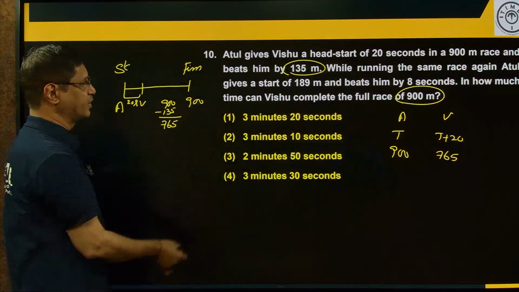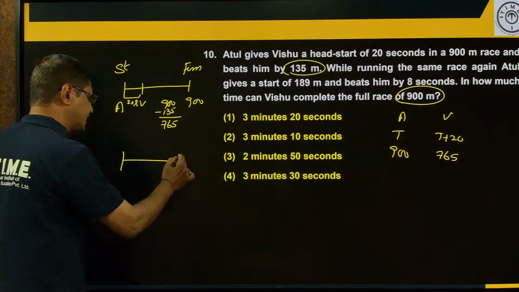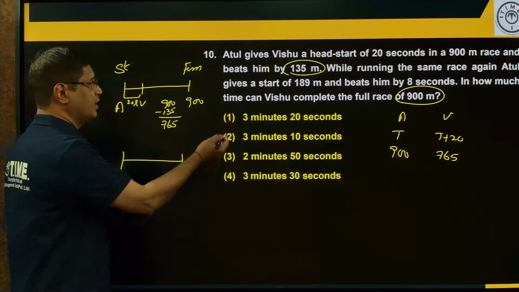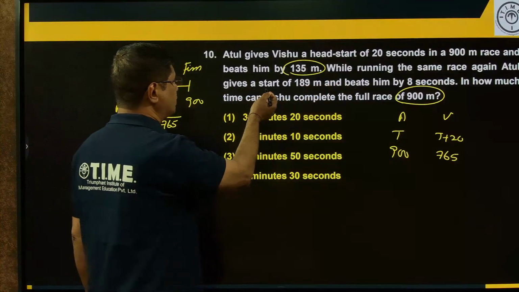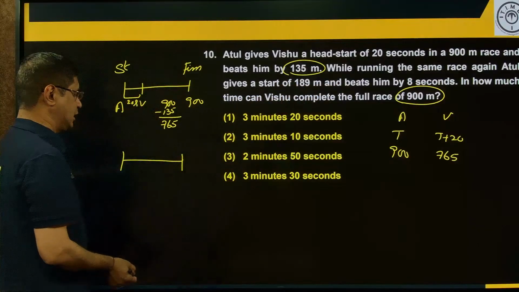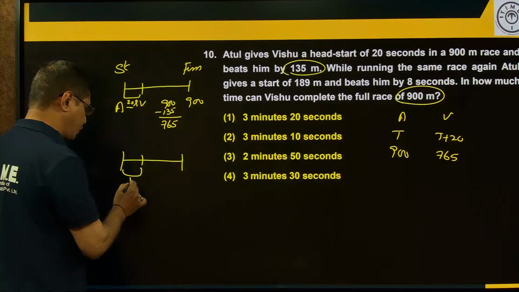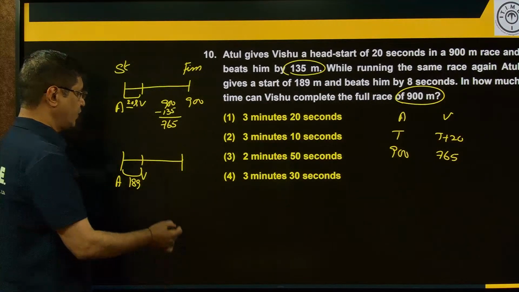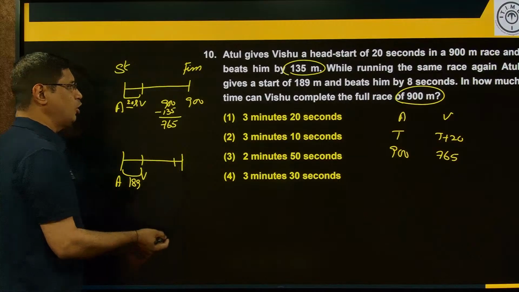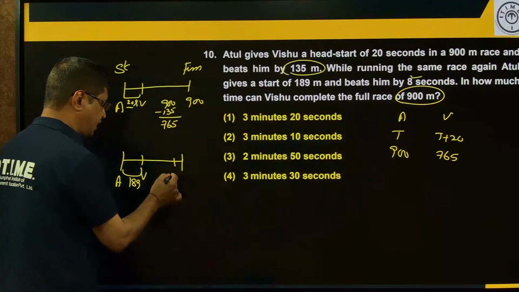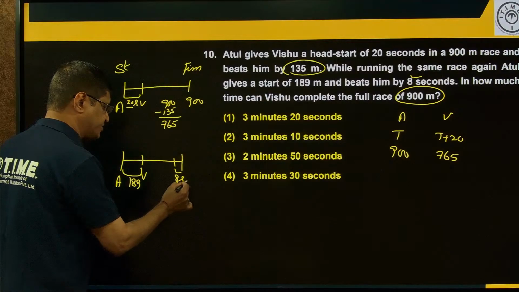Now look at the second observation. The second time, again they participate in the same 900-meter race. Here, Atul gives a start of 189 meters. In the previous one it was seconds; now here it is distance, 189 meters. And what happened here? Now Atul beats Vishnu by 8 seconds.